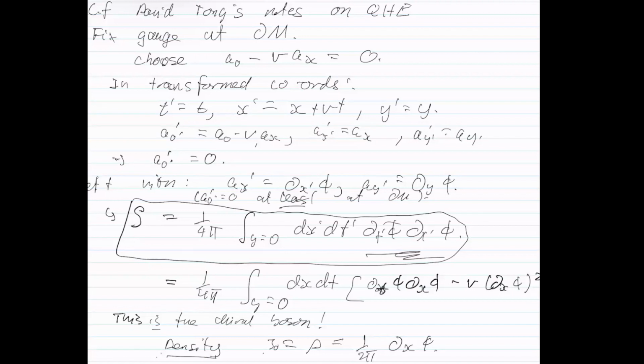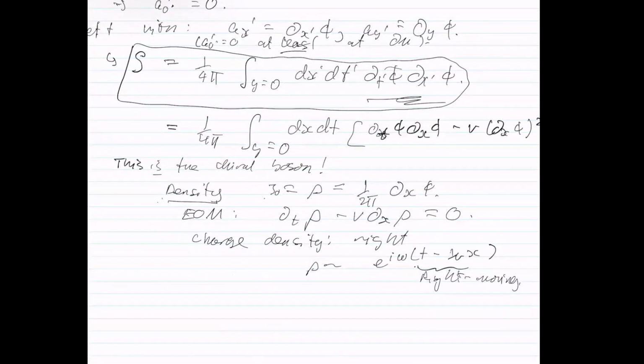And so now let's ask, what are the equations of motion of this action? The equations of motion tell us that ∂_t ρ − v ∂_x ρ is equal to 0. Okay. And so this tells us that this charge density only moves right. So the solutions to this equation would be of the form something times e^{i(ωt − x/v)}, some number times that. Usually we write it x − vt, but here we go, okay? So these are particles that only move right.